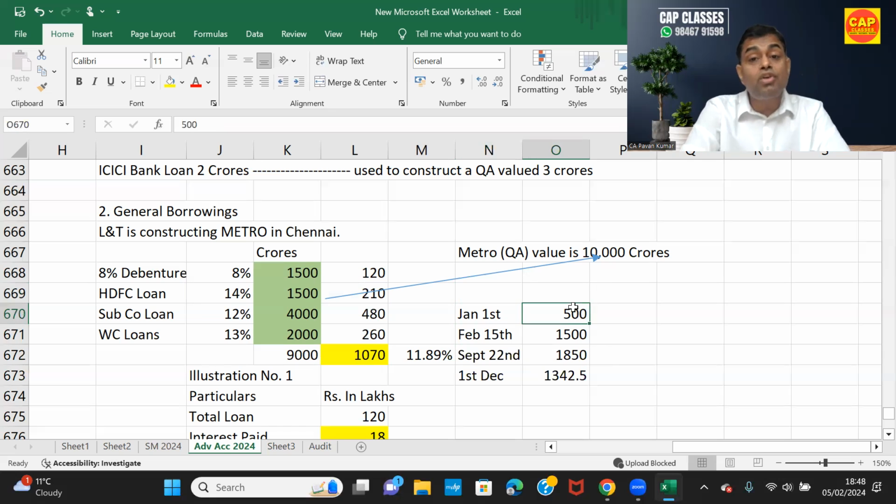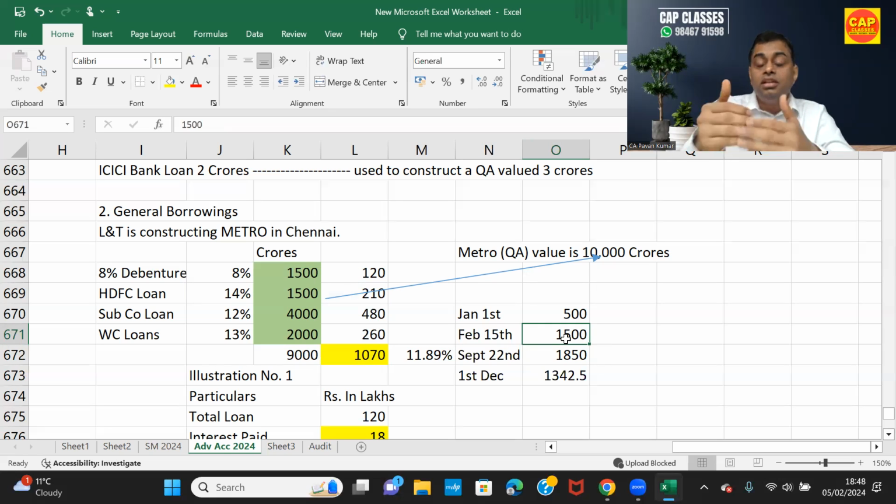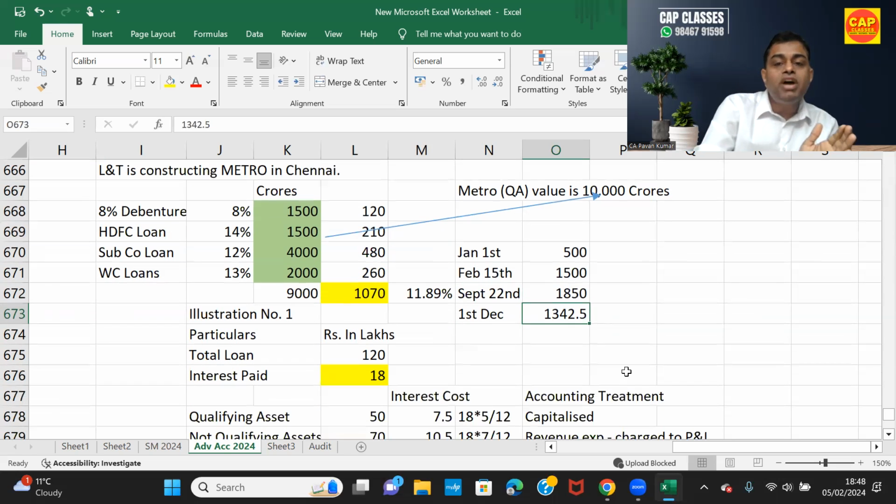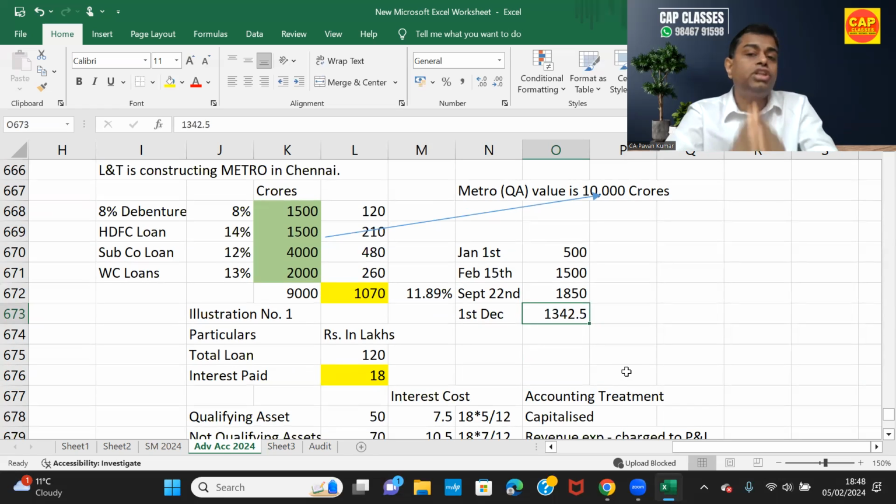Then this January 1st 500 crores is utilized for 12 months. February 15, 1,500 crores is utilized only for 10.5 months. This 1,850 crores is used only for September 8 days, October, November, December, only 3 months. And this 1st December money you have incurred only for 1 month. So you will calculate the time proportioned value of the asset. Now you apply the weighted average cost of interest that you calculated on the time proportioned value of the asset. That's all. Simple.